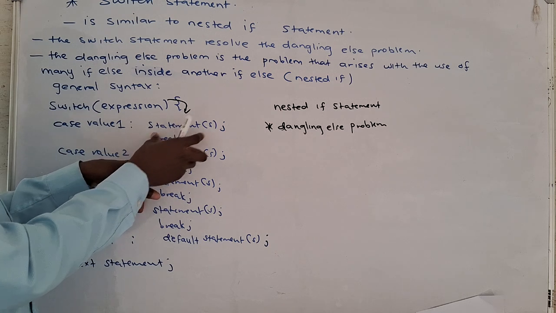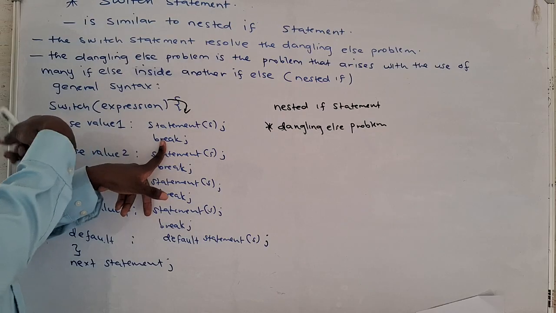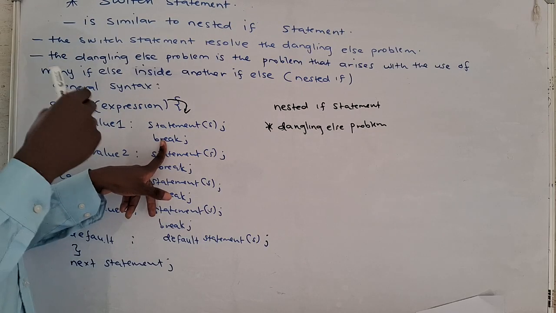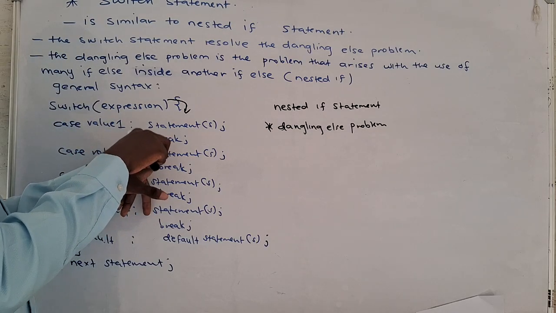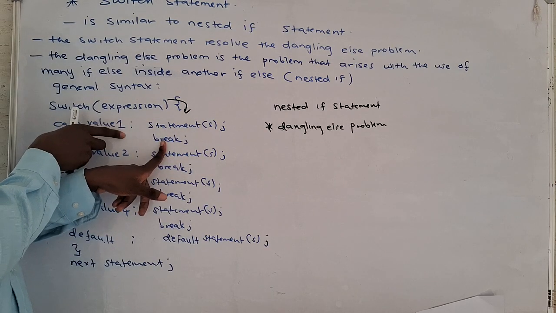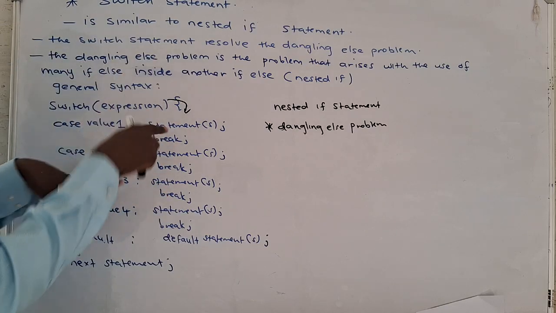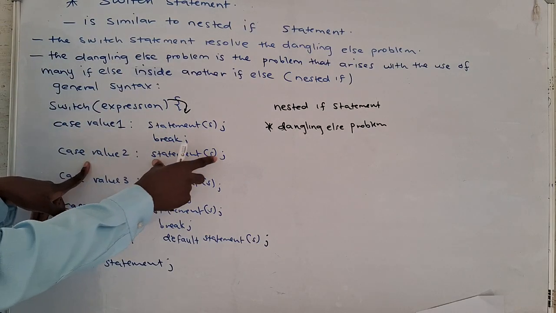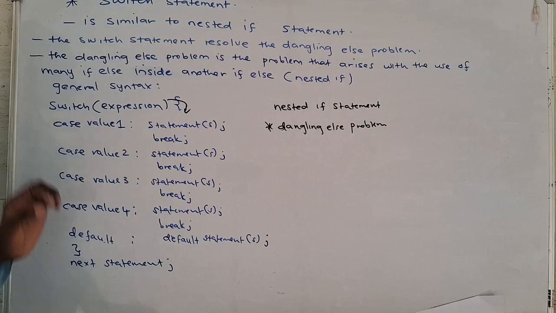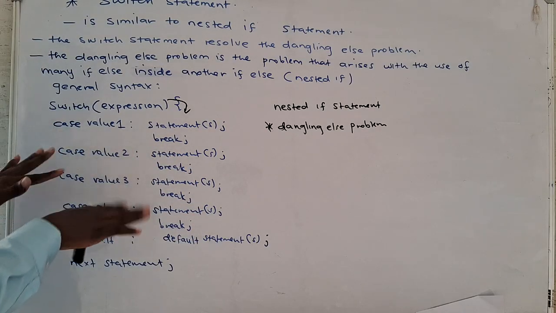The break statement is directing the control out of this switch body after the execution of the statements under case value 1. If it is not there, what is going to happen? The compiler will go sequentially and execute these statements by default. It will execute everything. It is not going to compare. No need to compare now.